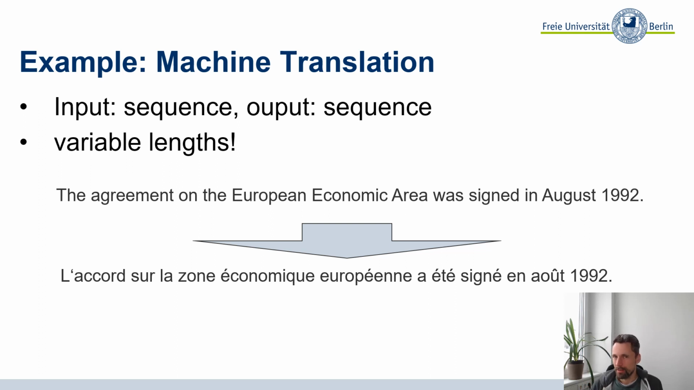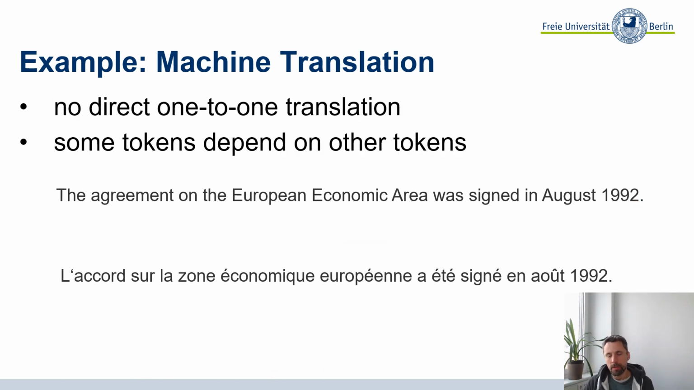How can machines transform an input sentence, like for example, the agreement on the European Economic Area was signed in August 1992, to an output in a target language, for example, French. And translating from one language to the other often comes with a couple of difficulties that attention successfully addressed.